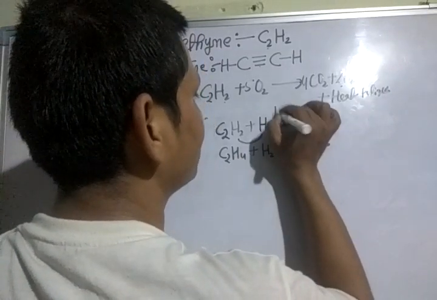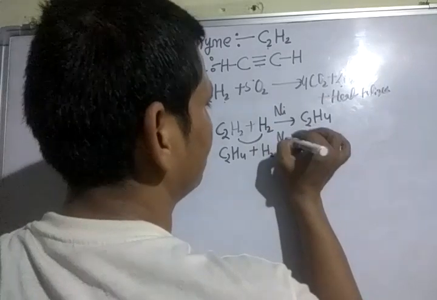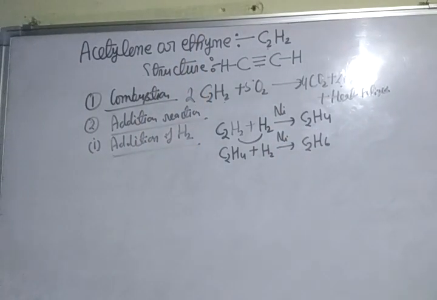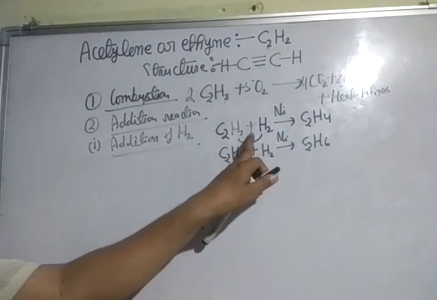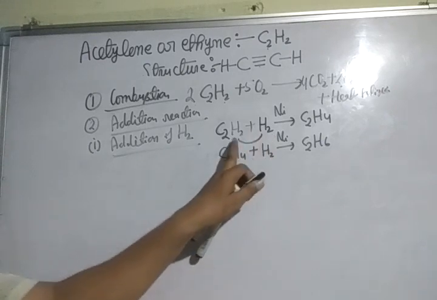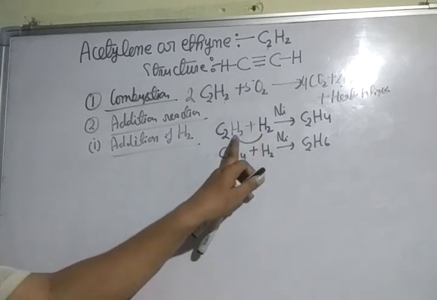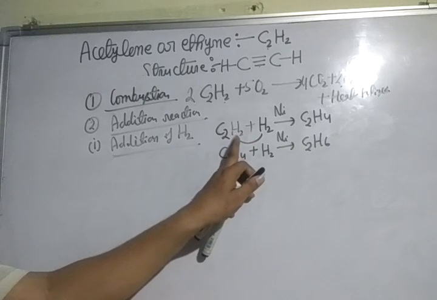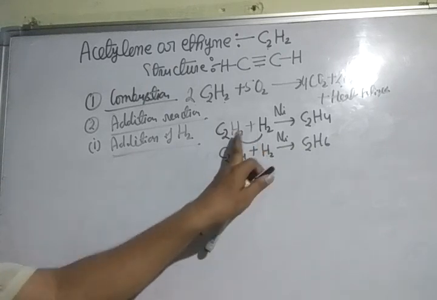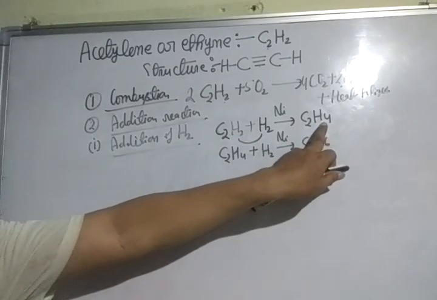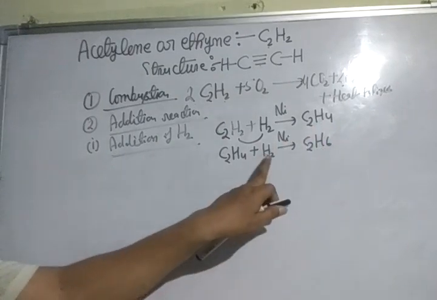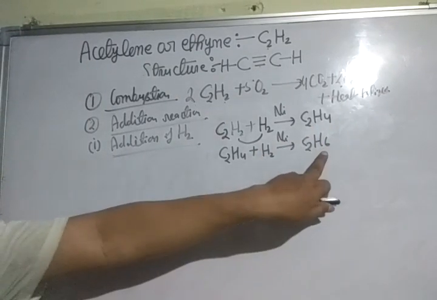This reaction takes place in the presence of nickel catalyst. Okay, students, plus means addition. Addition of hydrogen to acetylene gives ethene. Addition of hydrogen to ethene gives ethane.